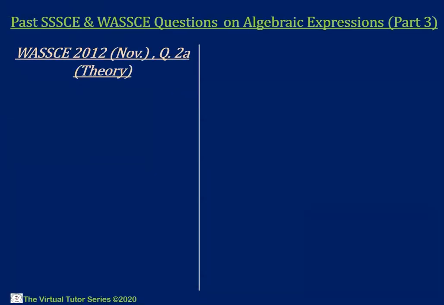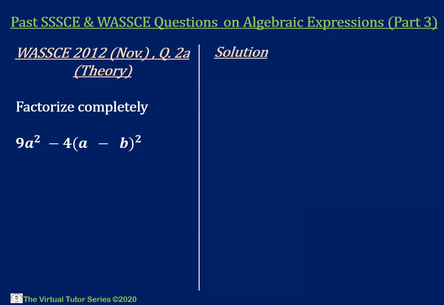Theory question 2A of WASSCE 2012, NOVDEC. Factorize completely 9a² − 4(a − b)². Solution. We have the expression 9a² − 4(a − b)².